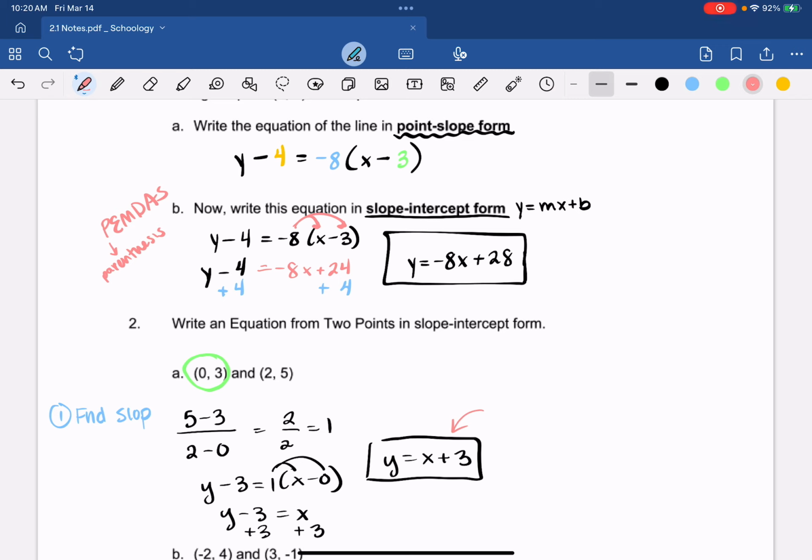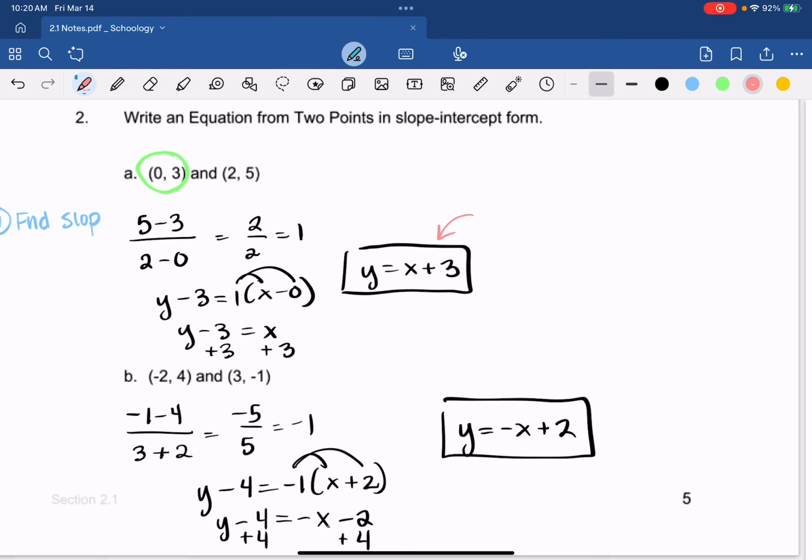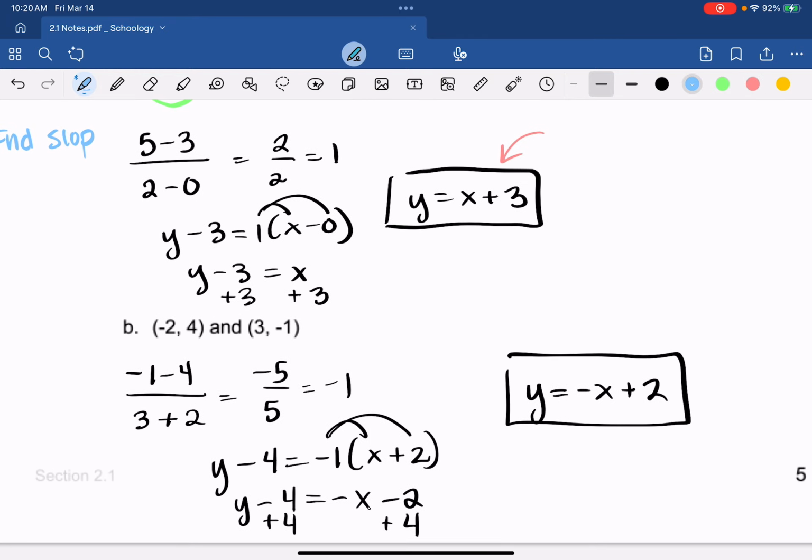All right, so hopefully you had time to finish B. Here's our answer. Again, first thing we did was we found slope, which was -1. Then I picked a point. I chose my first point. Again, you could have done the other one. You just would have gotten a different point slope form. But our last equation should be the same. Slope-intercept form.